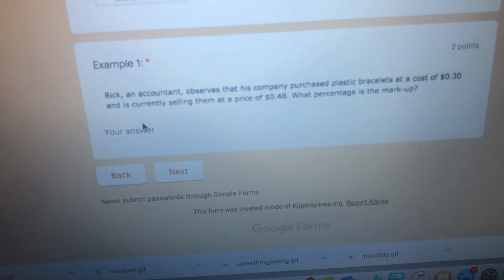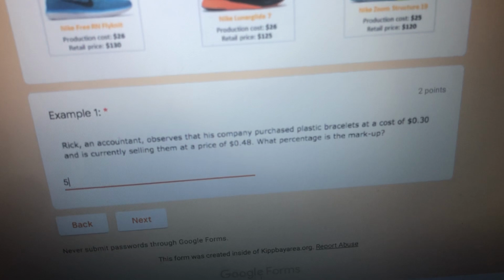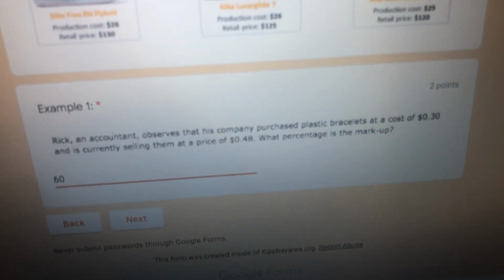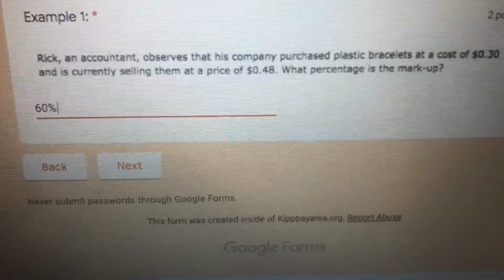And so here, we are going to type that in and put 60, and make sure that you actually put percent, because it's asking you for the percent markup.